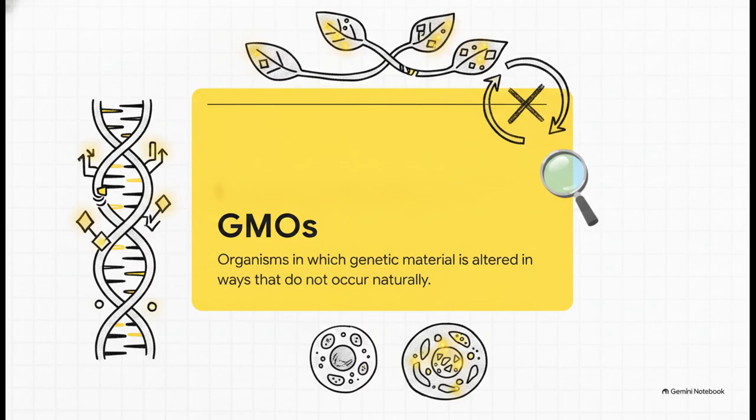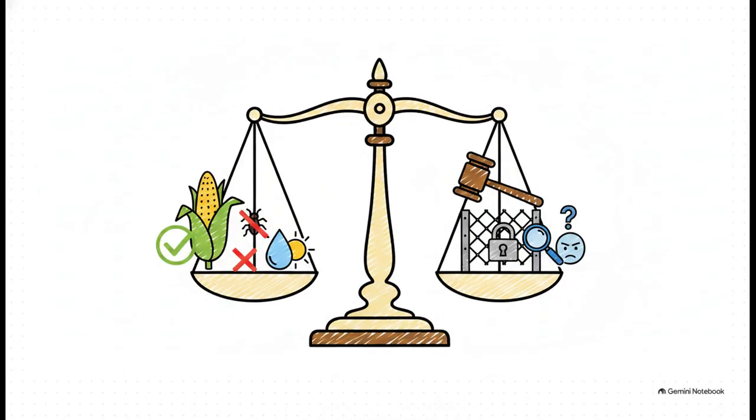We are looking at organisms, excluding humans of course, where the genetic material has been altered in ways that do not occur naturally through traditional mating or natural recombination. We report on this entirely neutrally because GMOs genuinely present a complex balancing act. On the opportunity side, agricultural biotechnology provides some vital benefits: dramatically improved yields for crops like corn and soy, increased resistance to pests, and improved drought tolerance, which is getting more critical every year.